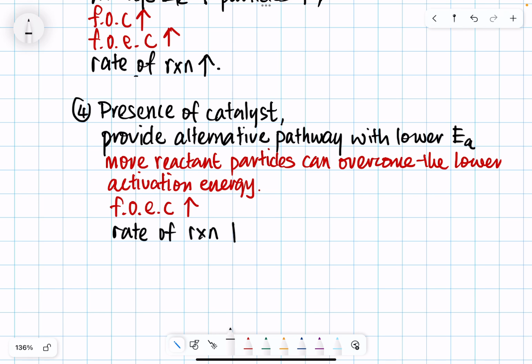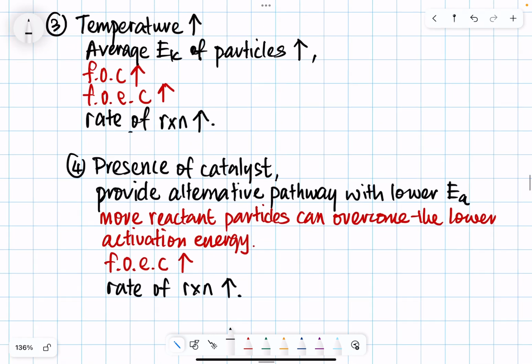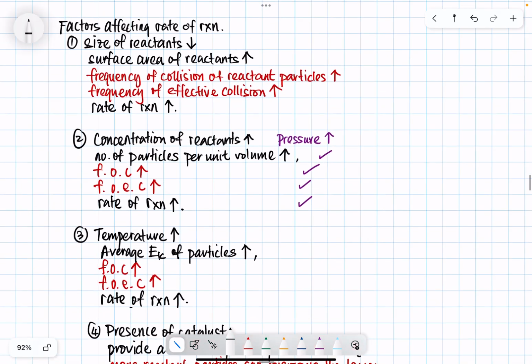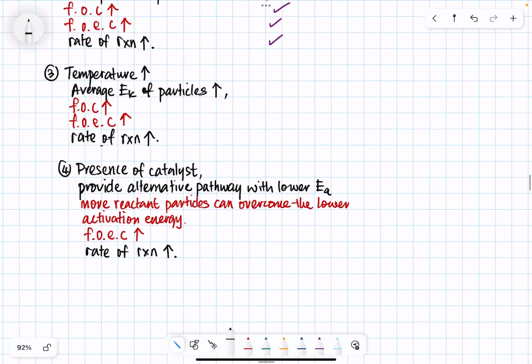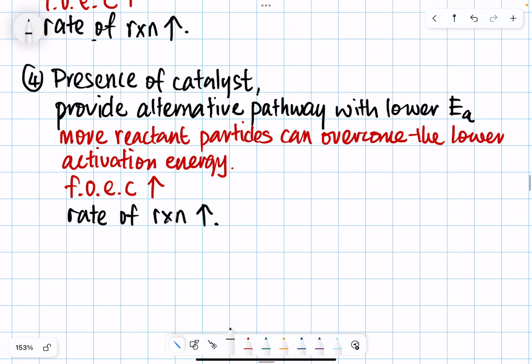Overall, the first three factors increase the rate of reaction because the increase in frequency of collision leads to the increase in frequency of effective collision. Hence, the rate of reaction will increase in the end. However, for the last factor, the presence of catalyst, only the frequency of effective collision increases, but the presence of catalyst doesn't change the frequency of collision. Therefore, in the end, the rate of reaction still increases. That's something that you might want to take note of.